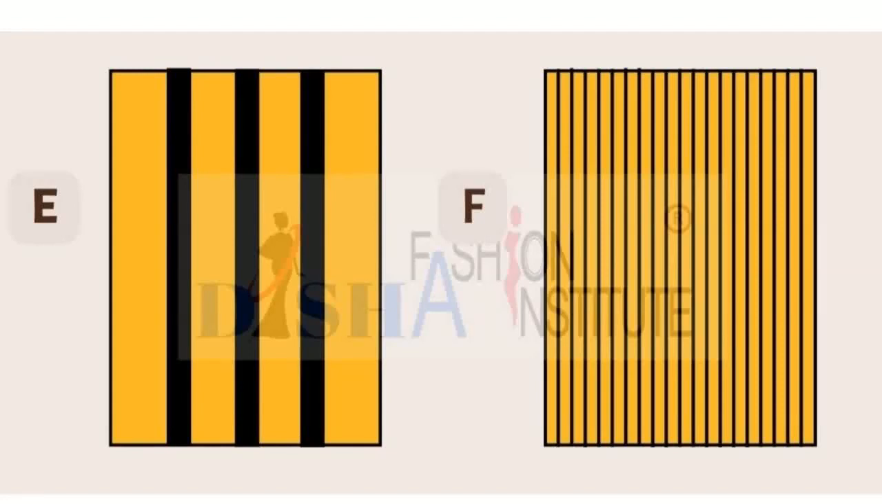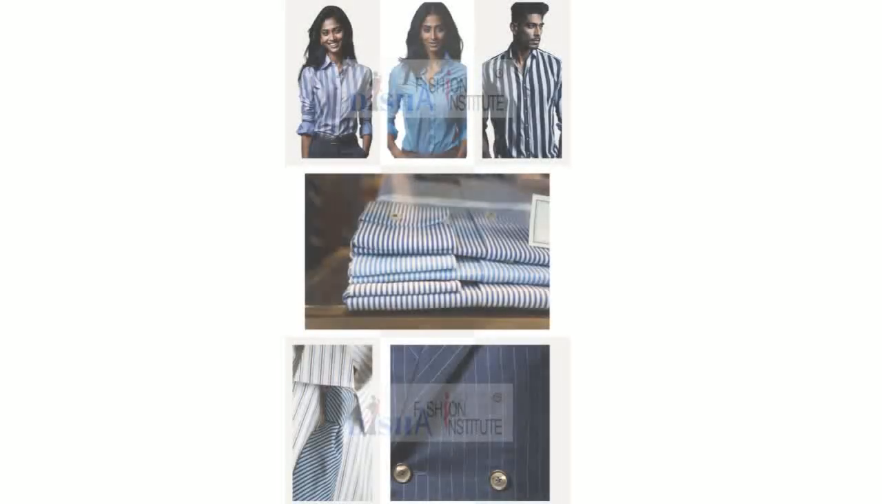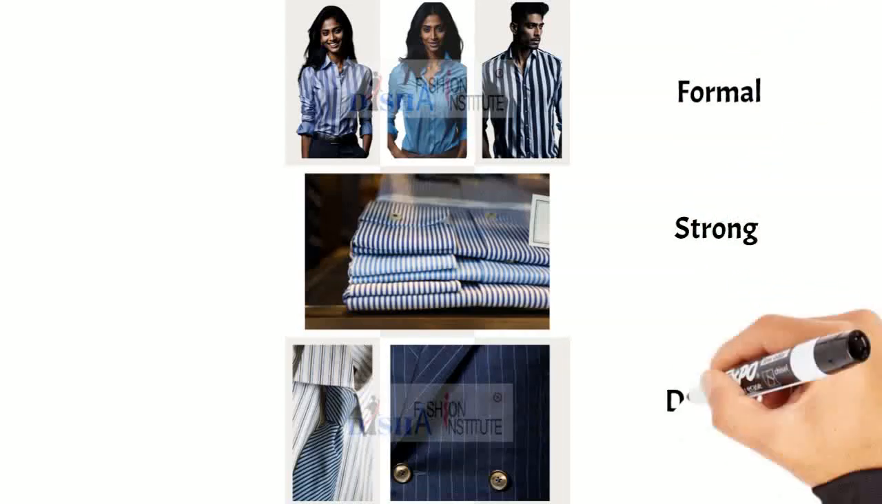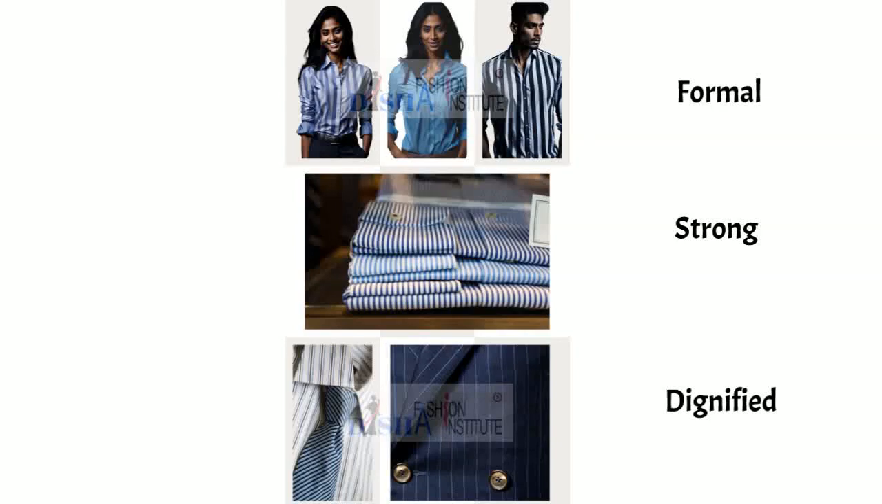Even the width of the stripes plays a significant role here. For example, in this diagram, the figure E appears much more fat compared to the figure F, where the lines are less in width and more dense. Furthermore, vertical lines are generally associated with a formal, strong, and dignified appearance. That is why opting for a formal shirt with vertical stripes is an excellent choice for formal attire.